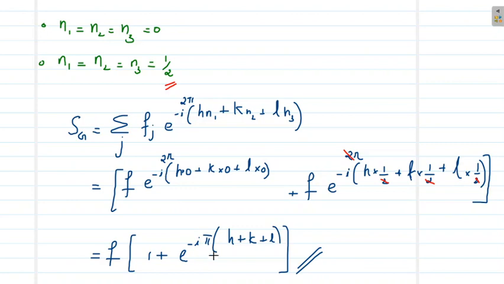Suppose h plus k plus l is an even integer. Then we will have e raised to minus iπ into an even number. Now for your information, I will teach you one equation. e raised to plus or minus iπ into an even number is 1. e raised to plus or minus iπ into an odd number is minus 1.